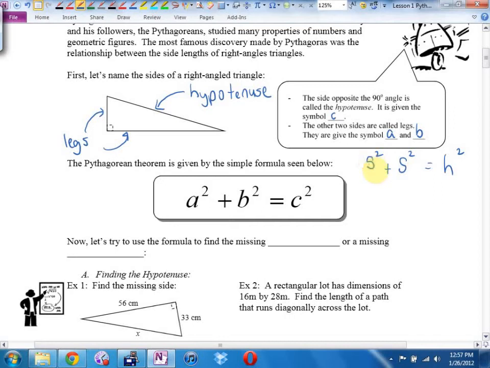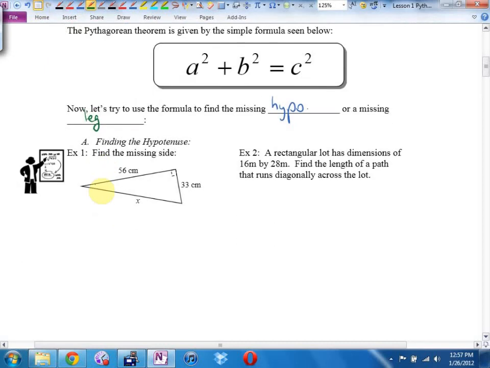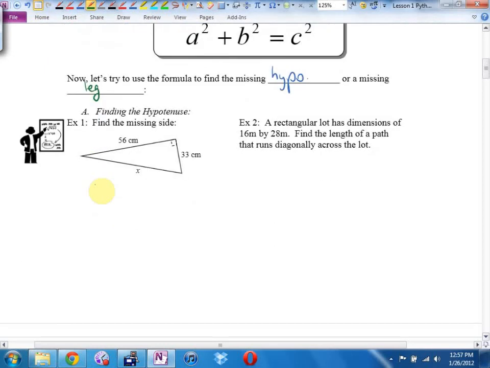So I use a squared plus b squared equals c squared, which is easier to remember because it's alphabetical. We can use this to try and find the missing hypotenuse or the missing leg. Finding the hypotenuse. By the way, you did do some Pythagoras in some of the geometry packages we just did too, so this is useful for the test. Find the missing side.